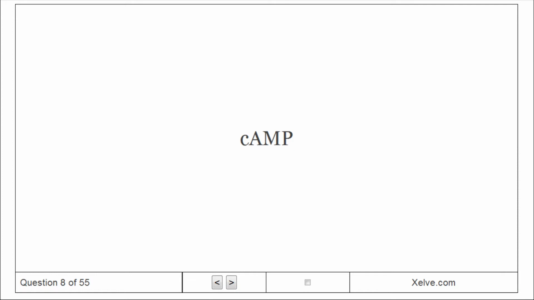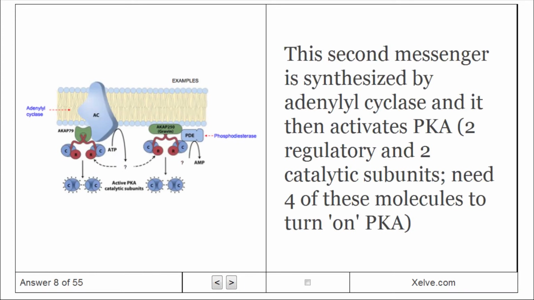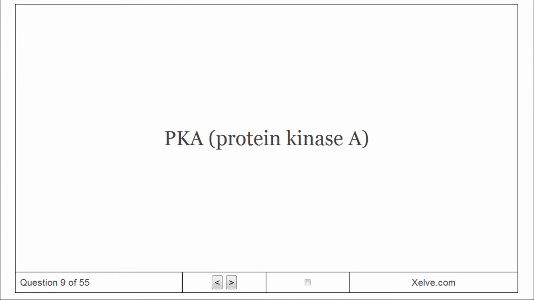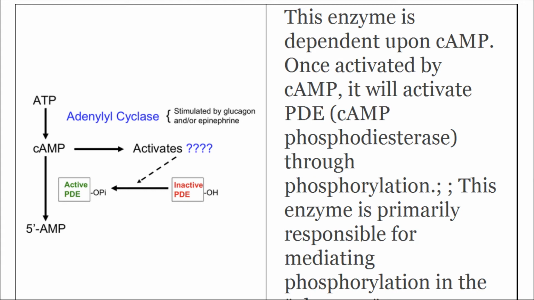cAMP. This second messenger is synthesized by adenylyl cyclase, and it then activates PKA. PKA. This enzyme is dependent upon cAMP. Once activated by cAMP, it will activate proteins through phosphorylation. This enzyme is primarily responsible for mediating phosphorylation in the glucagon response.